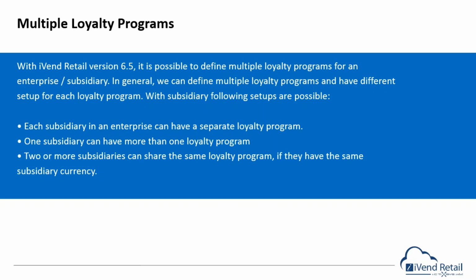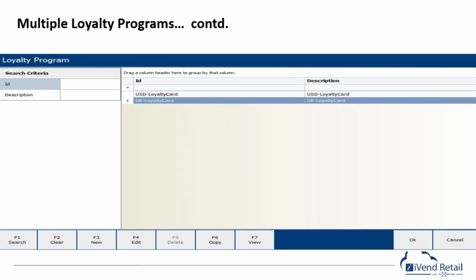All right. So this was about the loyalty program and its attachment. You can see on the screen that we have created one USD loyalty card and one UK loyalty card. That means for two different reasons, with two different subsidiaries, we have created two loyalty programs.